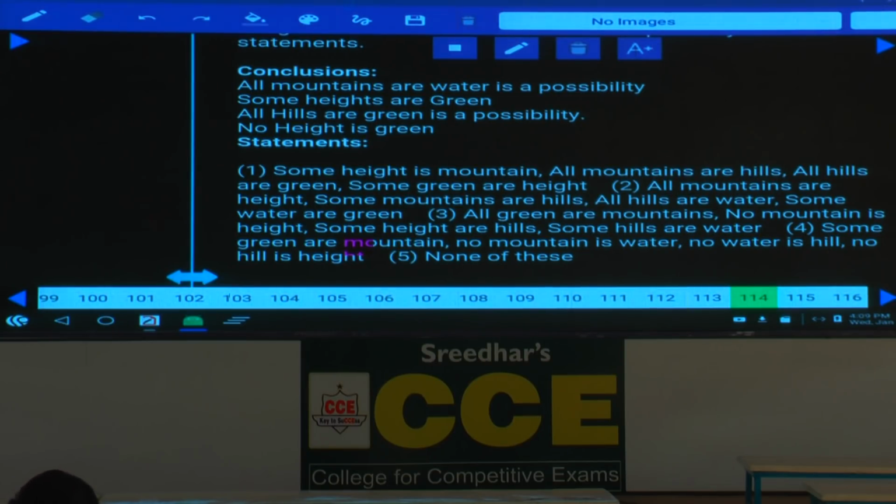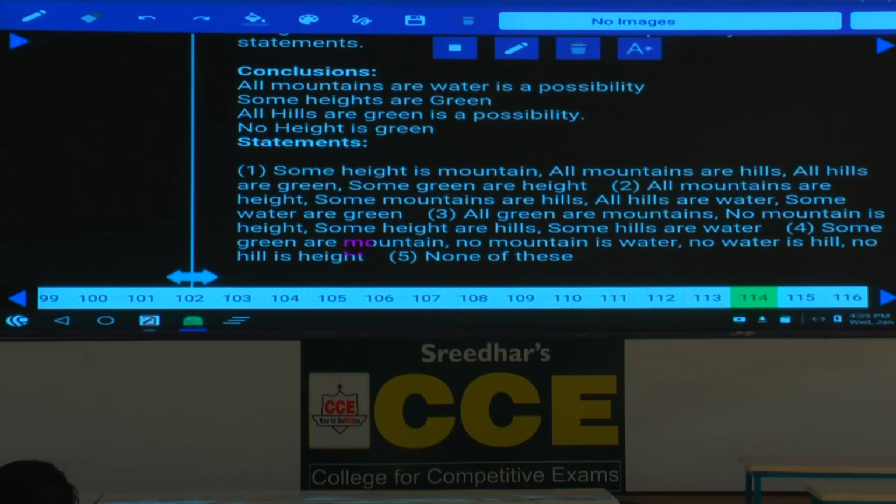Some heights are green. Green is there, mountain is there; green should be as it is, mountain should go, and height should come. There must be a statement between mountain and height. Is there any statement between mountain and height? Yes, there is, the second. But if you combine these two, you will get a negative conclusion rather than an affirmative. Hence, this conclusion cannot be drawn at all. Clear? Next one, the fourth one.